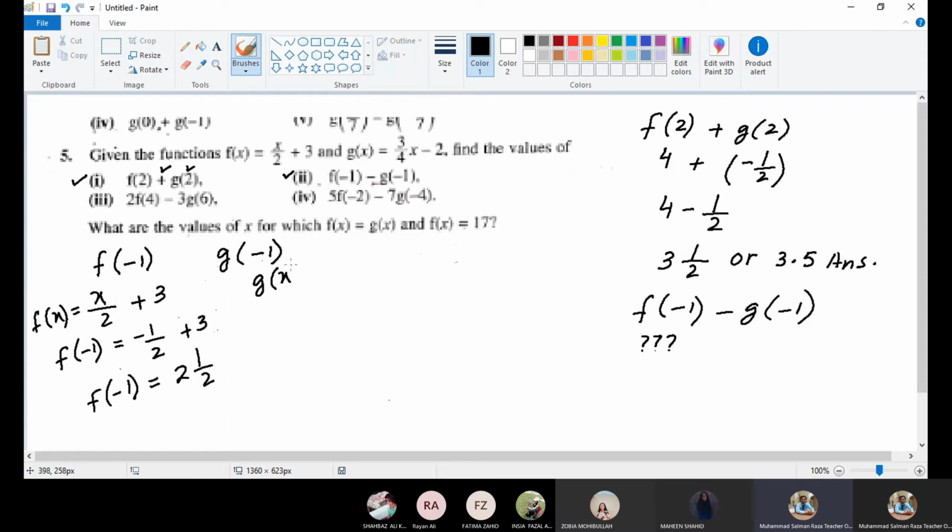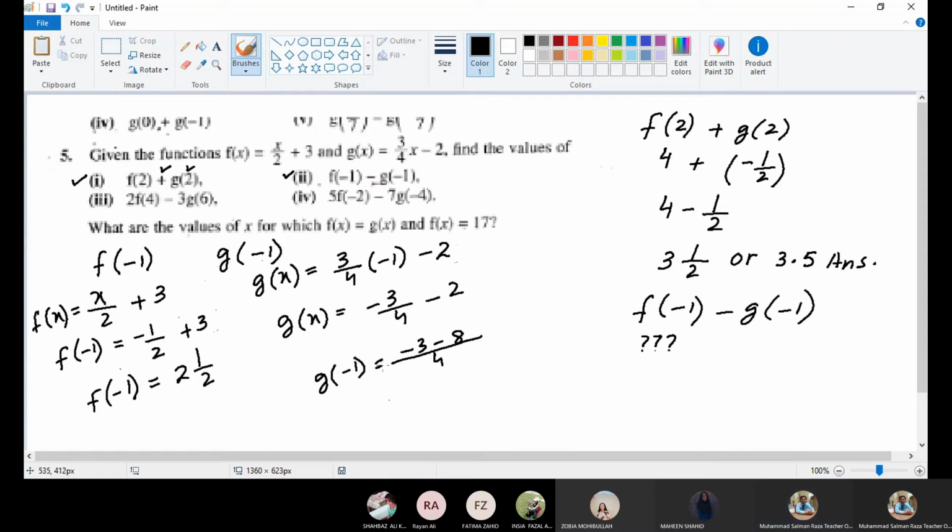So in the same way, when I'll be solving this part, I'll be getting minus 3 upon 4 minus 2, and then I'll take out the LCM. So it is going to become this. g of minus 1 is this, and then it is going to become minus 11 over 4.